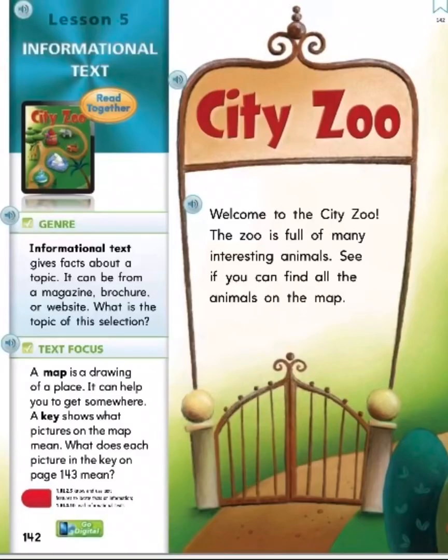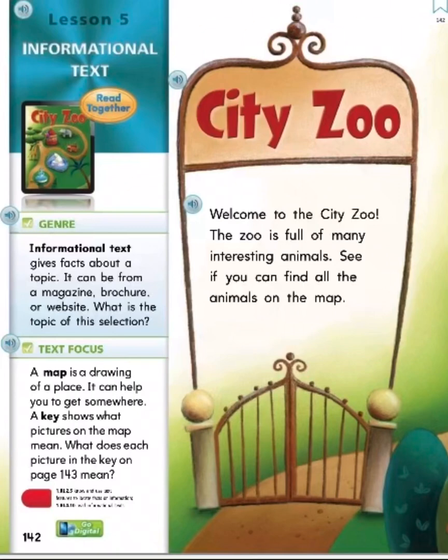Genre. Informational text gives facts about a topic. It can be from a magazine, brochure, or website. What is the topic of this selection?